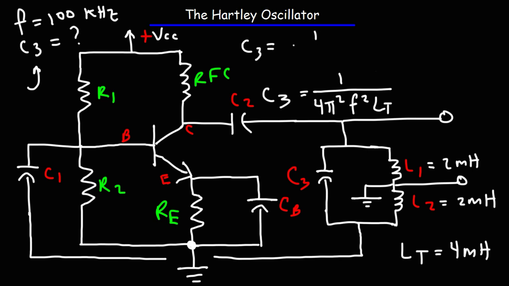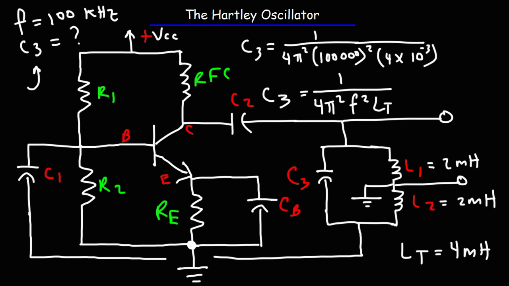Now let's plug in the numbers. So we have 1 over 4 pi squared. The frequency is 100 kilohertz, so that's 100 times 10 to the 3, or 100,000 hertz. Don't forget to square it. And then we have 4 millihenries. That's 4 times 10 to the minus 3. So go ahead and plug this into your calculator. Don't forget to enclose all of this in parentheses.